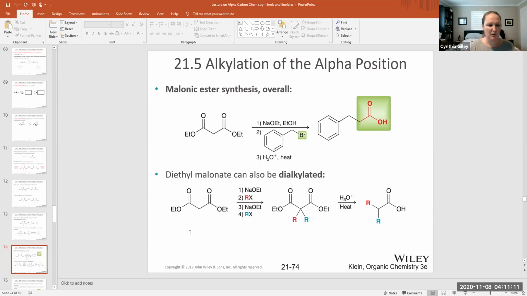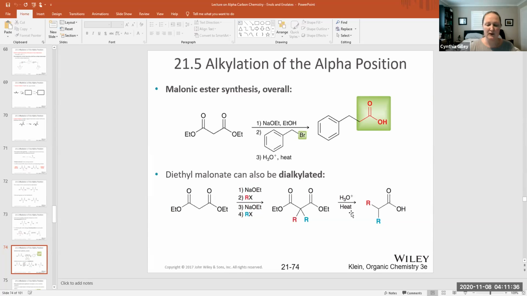Okay, so we can also doubly alkylate diethyl malonate if we want to. For example, we can do a series of deprotonation, alkylation, and then deprotonation, alkylation again. Right? And this will introduce two alkyl groups onto the alpha position between the two carbonyls of diethyl malonate.